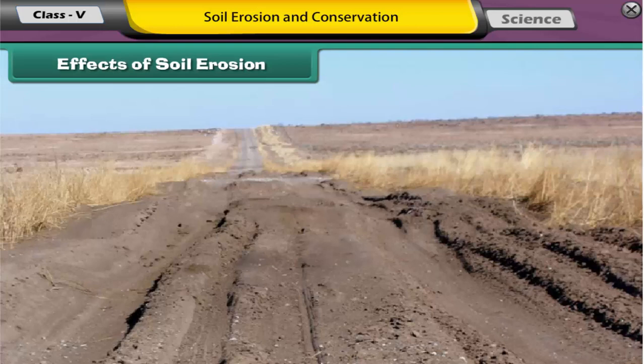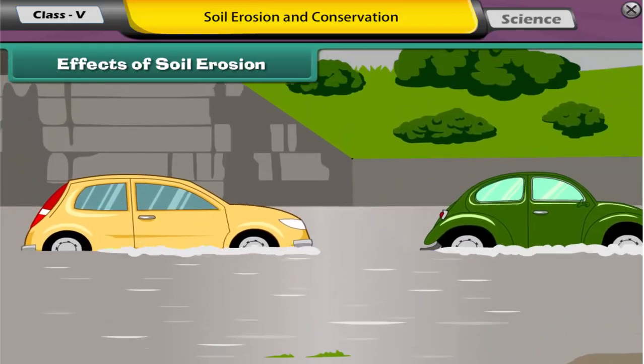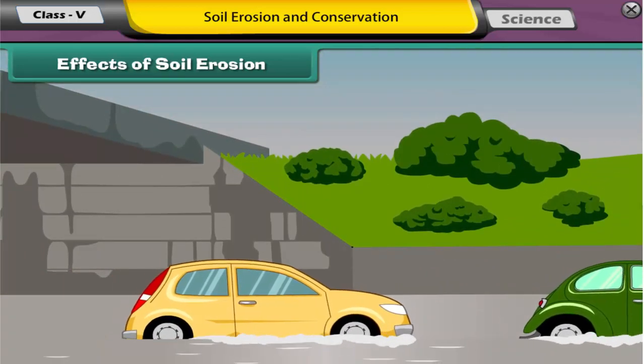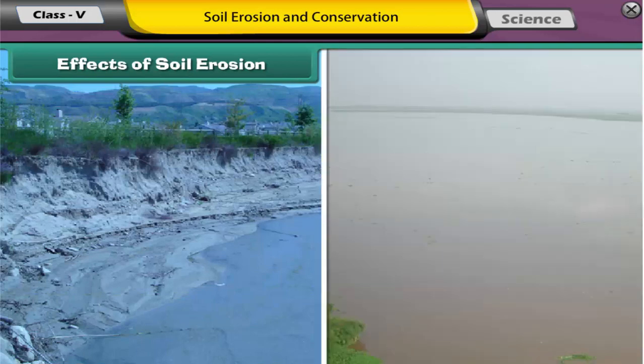Due to soil erosion, the soil shifts and accumulates on the roads and streets. This blocks driving and results in accidents. It also blocks many irrigation canals. It increases the risk of flooding. The eroded soil deposits in water resources like rivers, lakes, etc., and pollutes them.